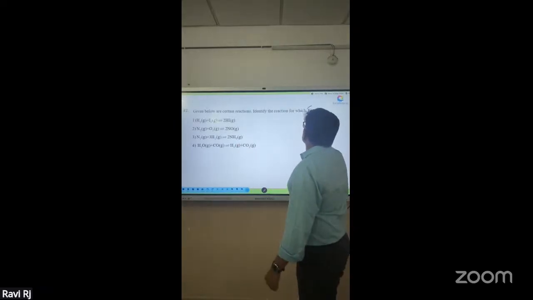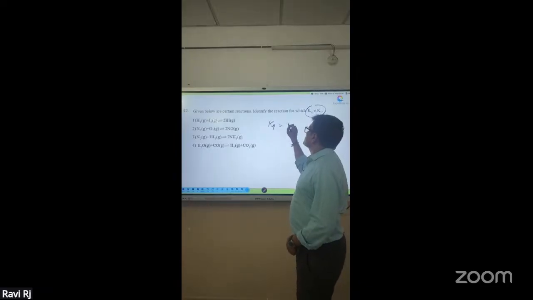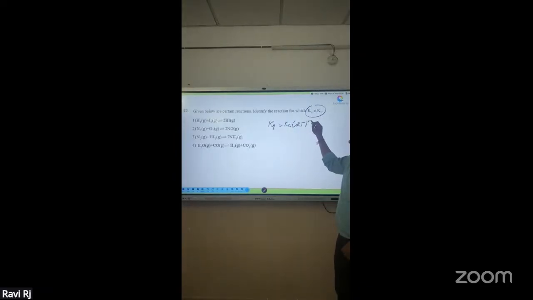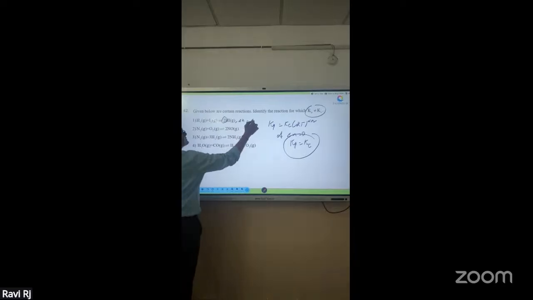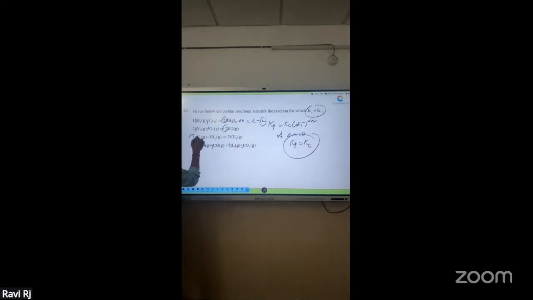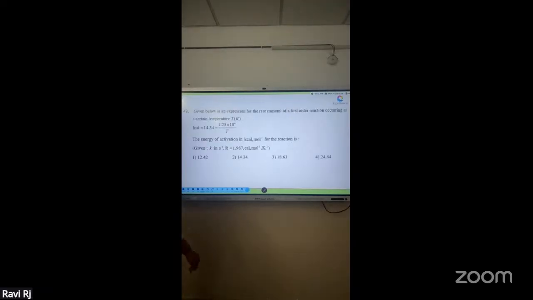You have to write Kp equal to Kc into RT whole power delta n. If delta n is equal to 0, then we say Kp is equal to Kc. You have to see in which case delta n is equal to 0. Over here, delta n is number of moles of the gaseous products minus number of moles of gaseous reactants. So this is 0, so Kp equal to Kc here. Here also 2 minus 2, 0. Here also 2 minus 2, 0. That means except this, in all the remaining cases Kp is equal to Kc. Next, let's look at the next question.